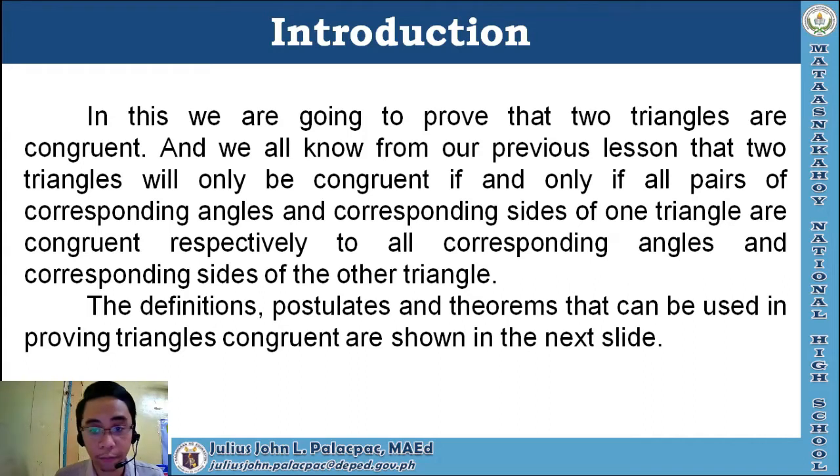And we all know from our previous lesson that two triangles will only be congruent if and only if all pairs of corresponding angles and corresponding sides of one triangle are congruent, respectively to all corresponding angles and corresponding sides of the other triangle. So ngayon, meron tayong mga i-apply na postulates para ma-prove natin yung dalawang triangles ay congruent. The definitions, postulates, and theorems that can be used in proving triangles congruent are shown in the next slide.